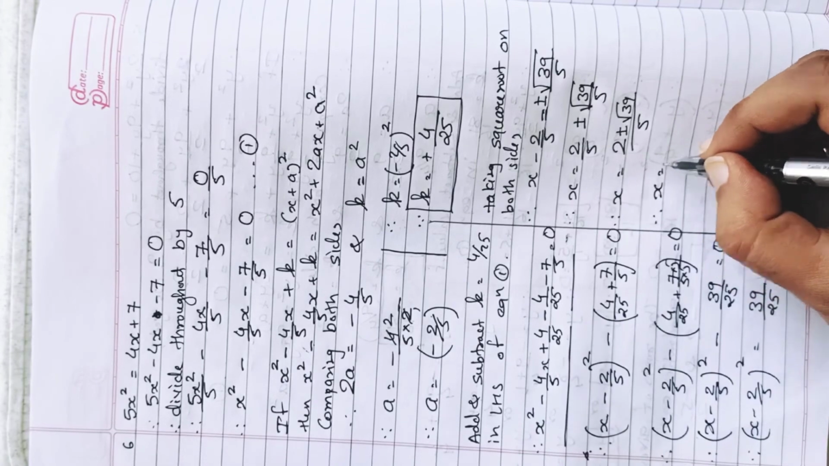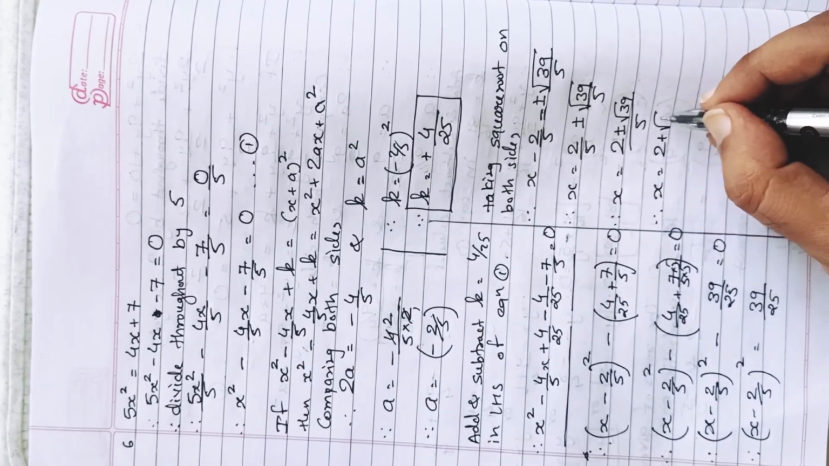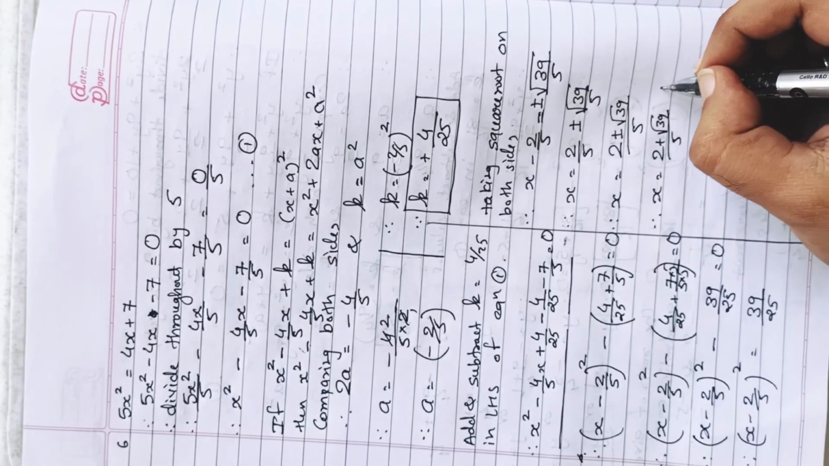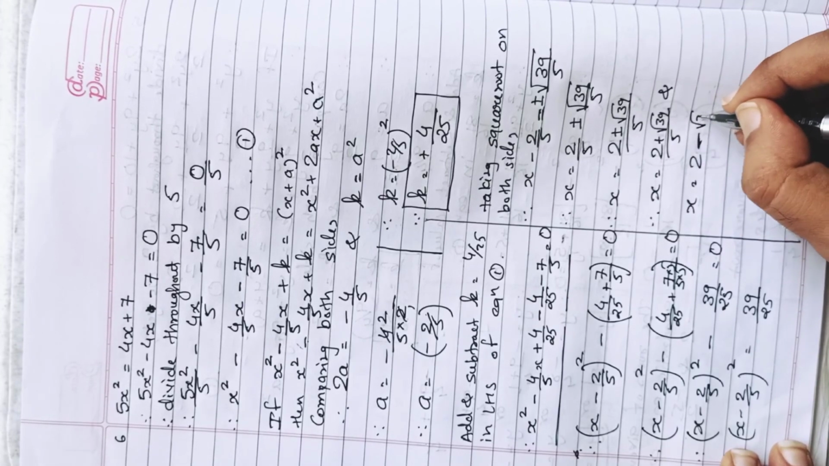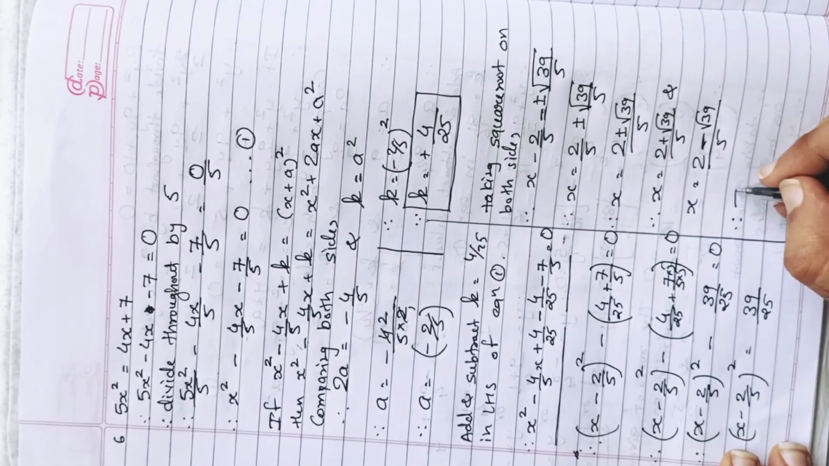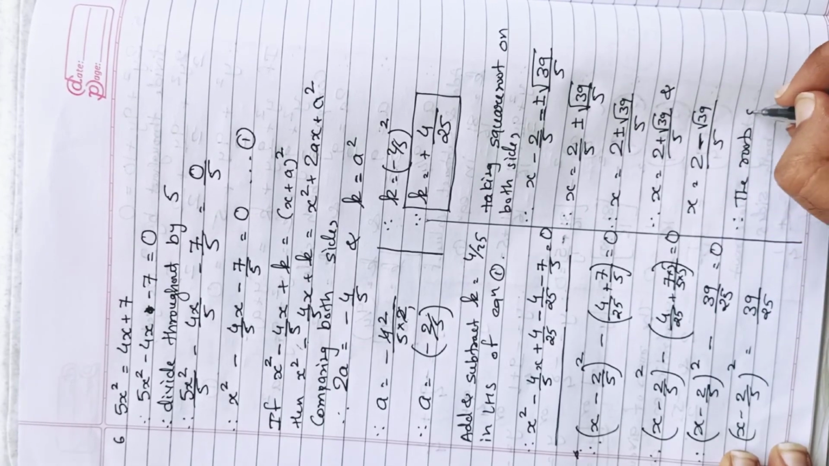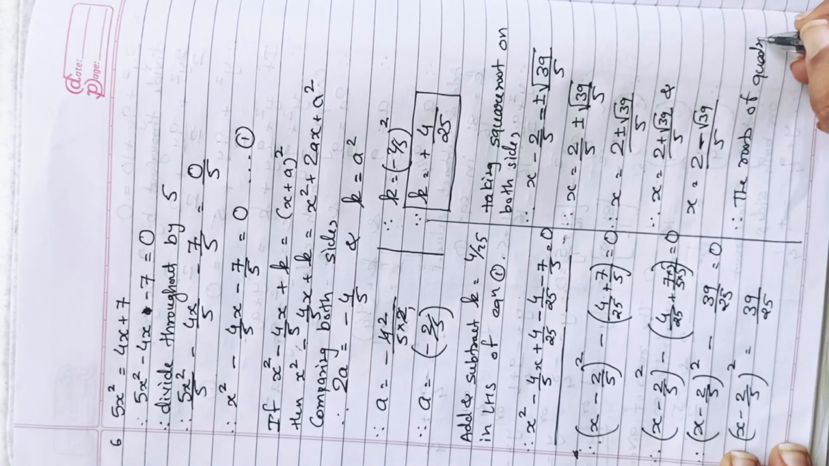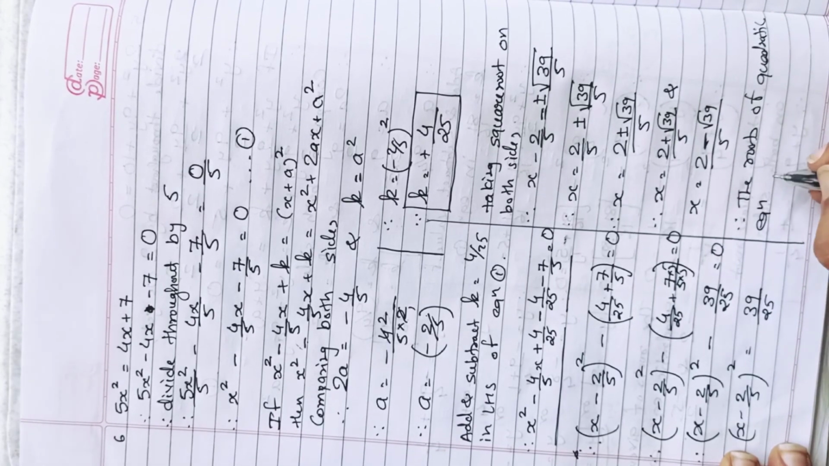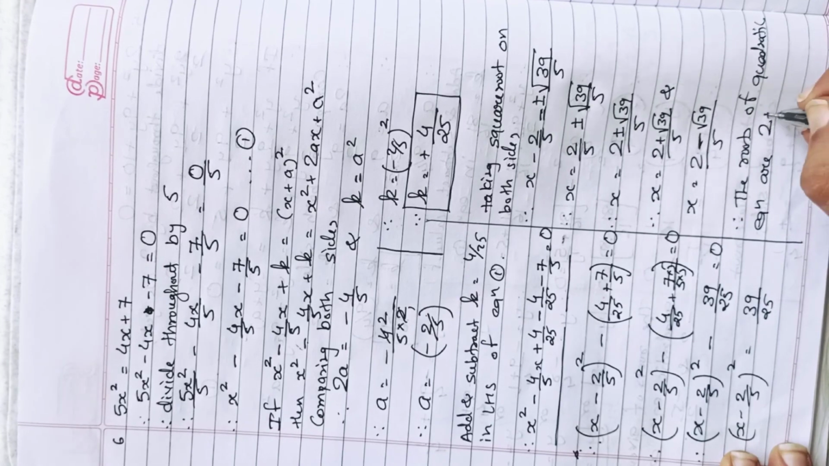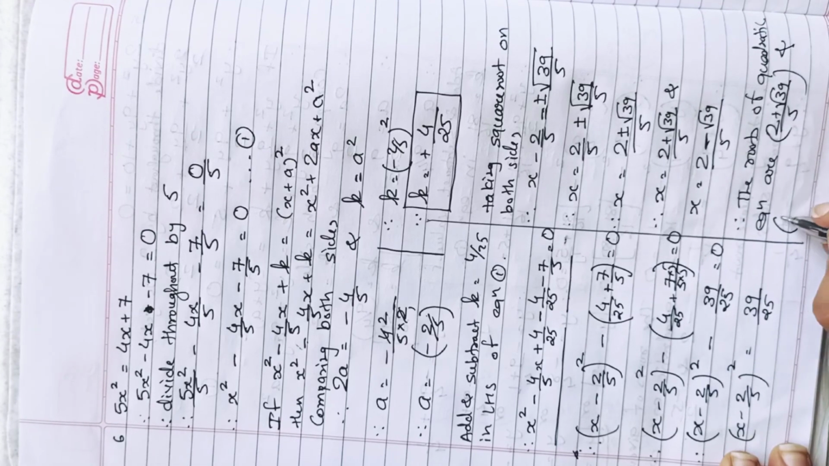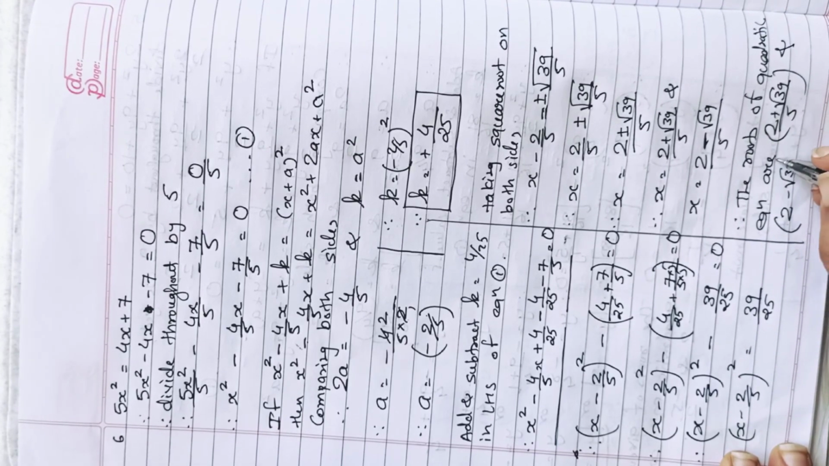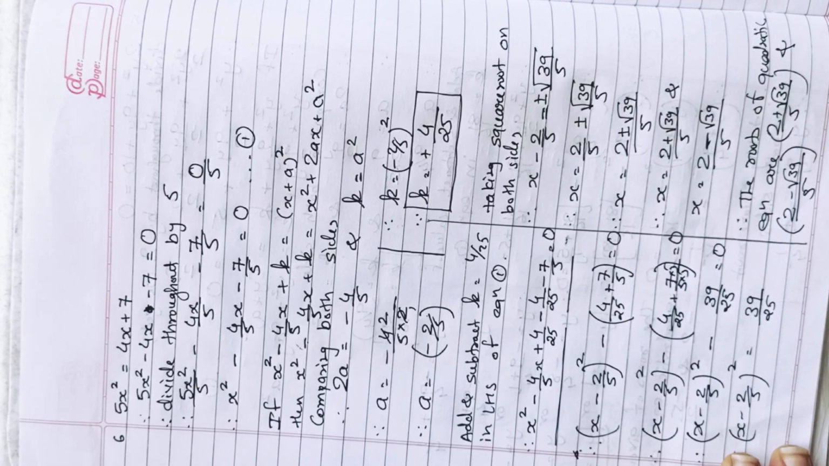Now separating these factors, so x equal to 2 plus root 39 by 5 and x equal to 2 minus root 39 by 5. Therefore the roots of quadratic equation are 2 plus root 39 by 5 and 2 minus root 39 by 5. And this is the end of exercise 2.3.